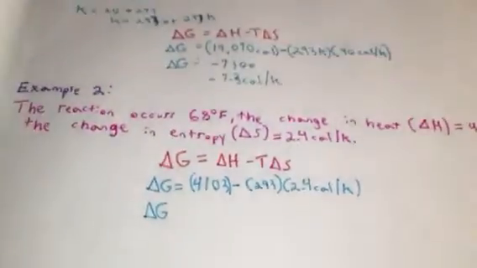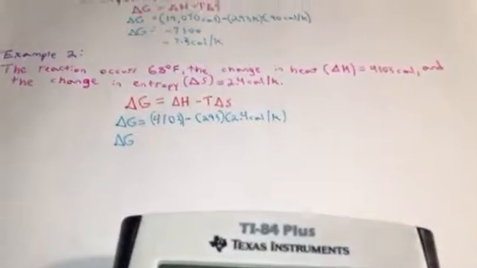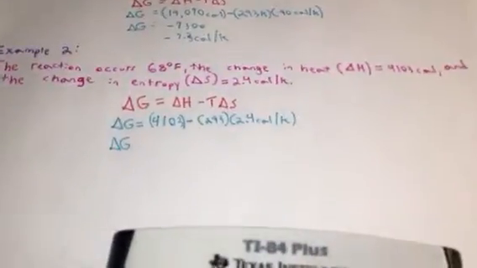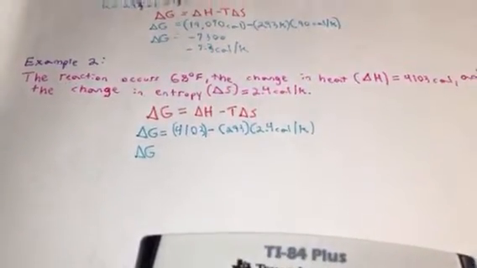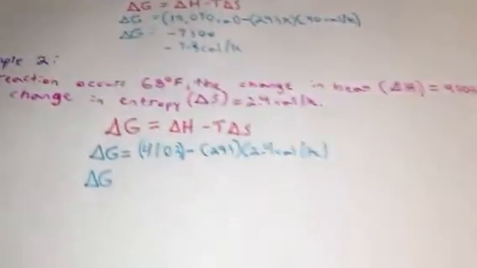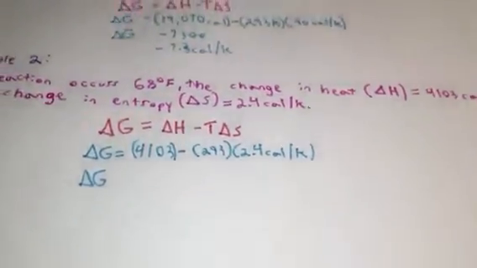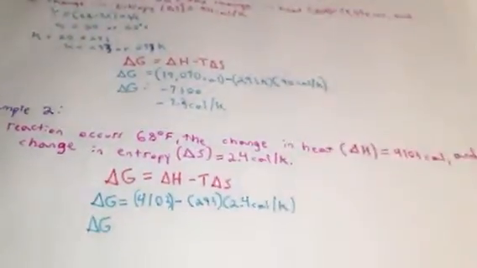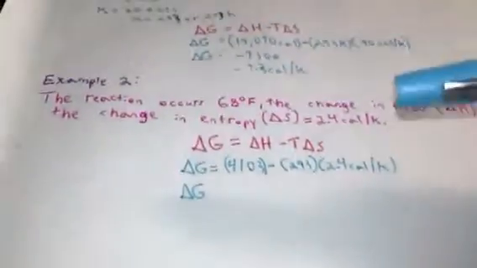The second one starts off saying the reaction occurs at 68 degrees Fahrenheit. The change in heat is 4,103 cal, and the change in entropy is 2.4 cal/K. I didn't do the whole math to convert Fahrenheit to Kelvin, because the number of degrees is exactly the same as the first equation. So we know it's going to be 293.